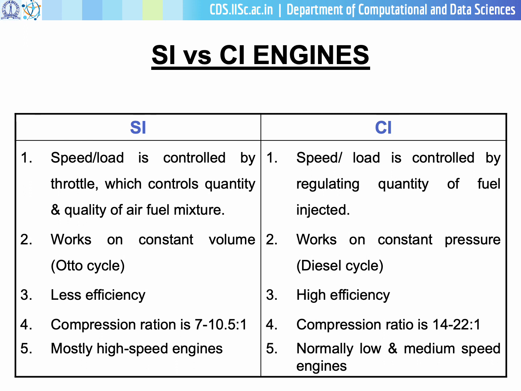An SI engine is less efficient as compared to a CI engine. And most SI engines are high speed engines, whereas CI engines are mostly low or medium speed engines.